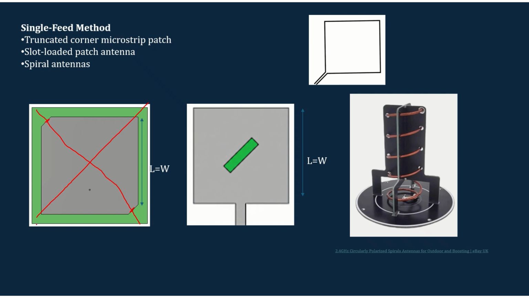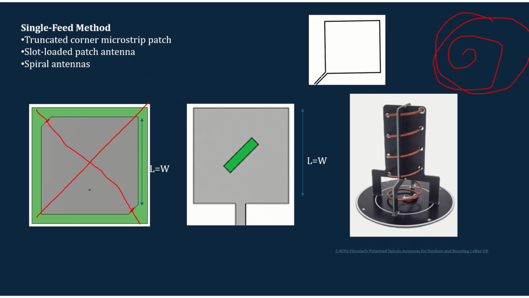So this asymmetry is providing the circular polarization. So here also we are using some asymmetry to get the circular polarization. Other antennas are these types of spiral antennas. This is a helical antenna, and we can see some types of spiral antennas for providing the circular polarization.